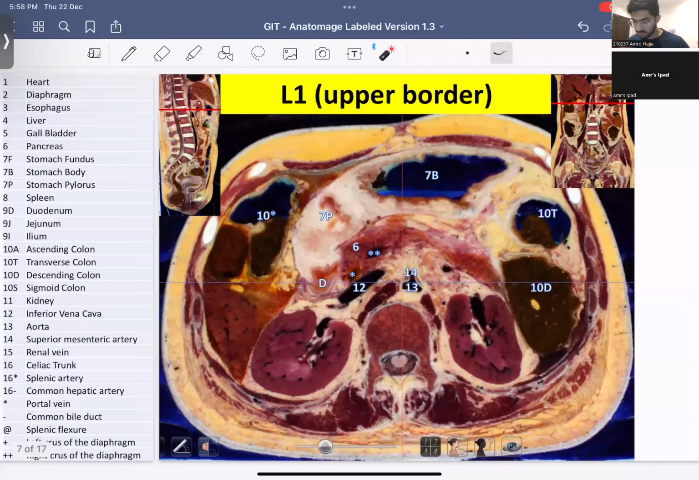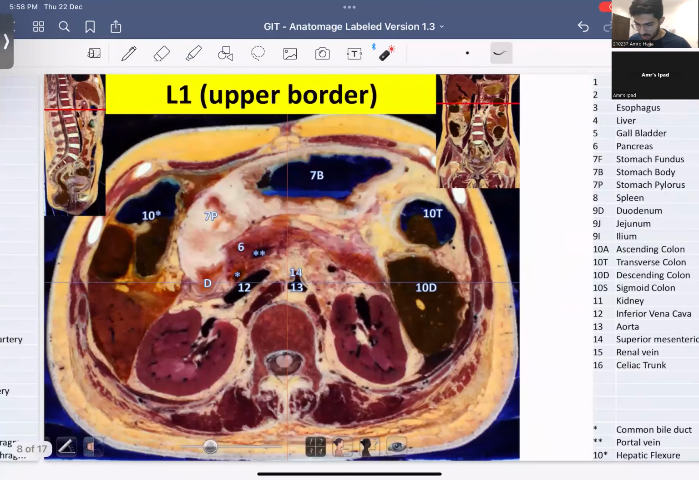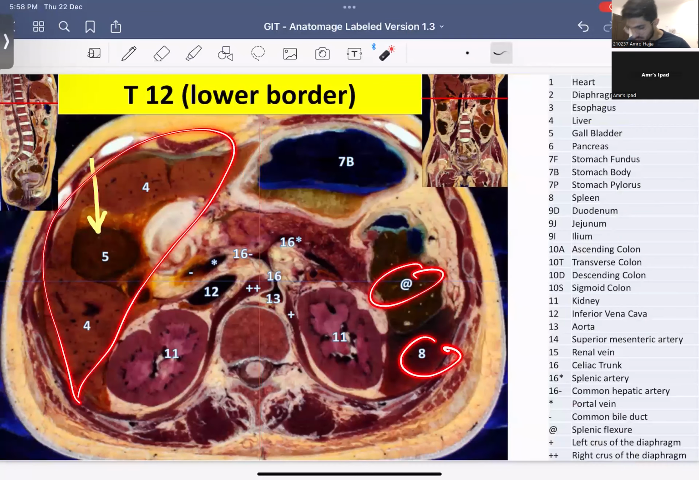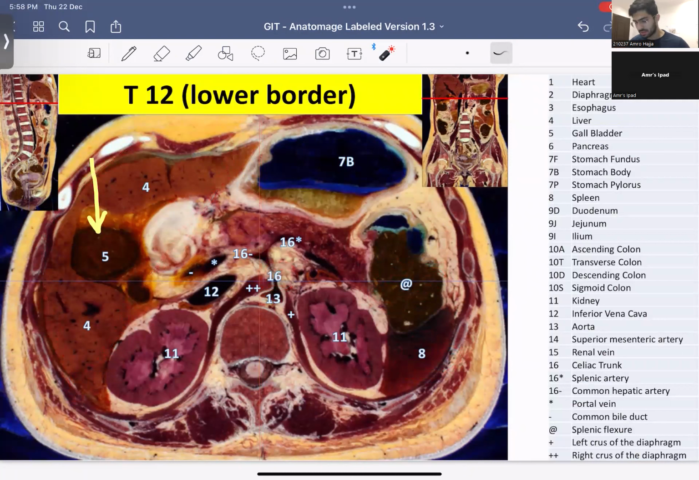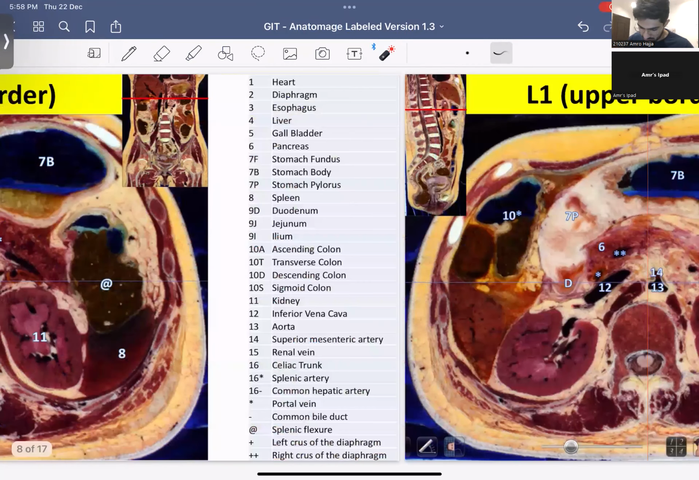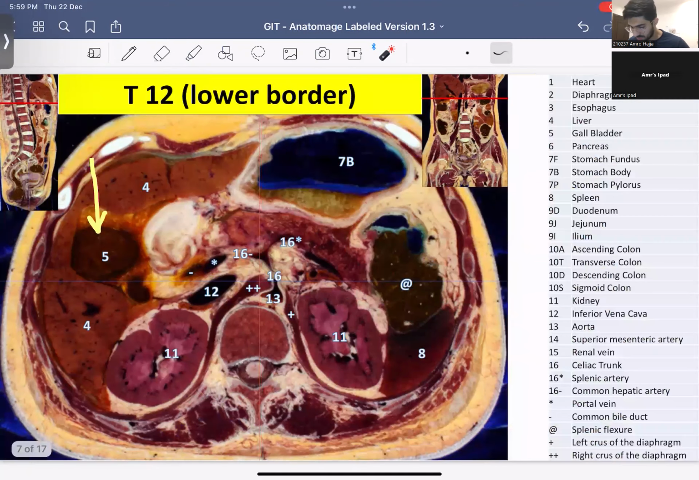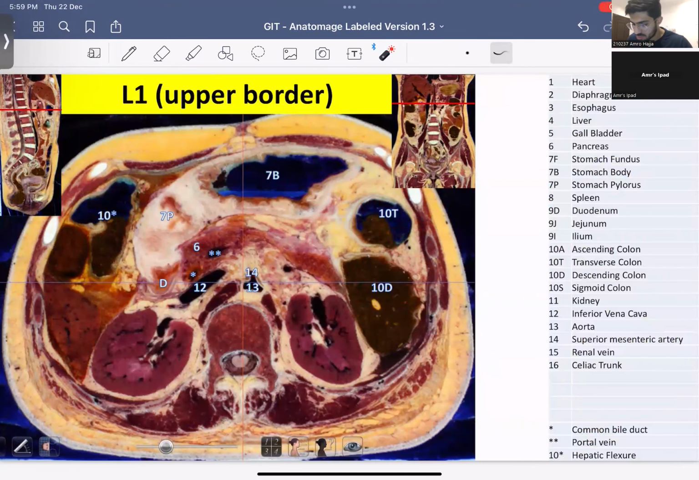At the T12 lower border, we can see that we have the liver, the splenic flexure, the spleen, and there is a branch of the abdominal aorta. So this is going to be the celiac trunk. Here, we have a small liver, but we have the hepatic flexure, transverse colon, descending colon, and we don't have the spleen here. This is most likely going to be the superior mesenteric artery because it's lower than the celiac trunk, at the level of L1. And that's pretty much it about L1.